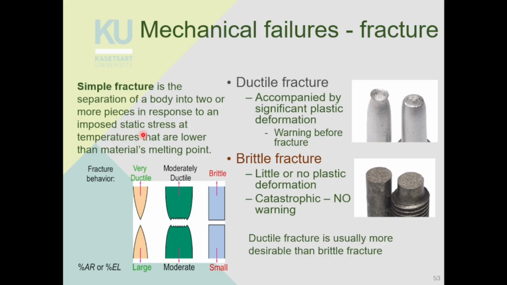So I have to say that we are talking about static stress. Right. So a constant stress at a temperature that is lower than the material's melting point, right? So what these two or three lines are trying to say is that the stress is constant at low temperature, so we're not talking about fatigue or we're not talking about creep, right? We're talking about a constant stress at low temperature. So that stress makes the component break into different pieces, break into two or more pieces, right?